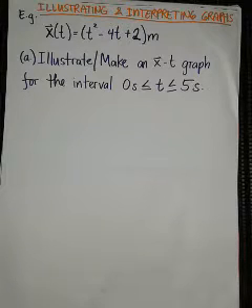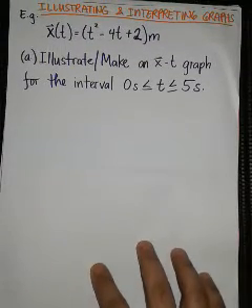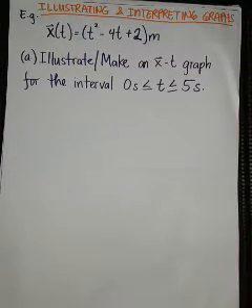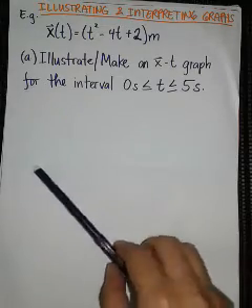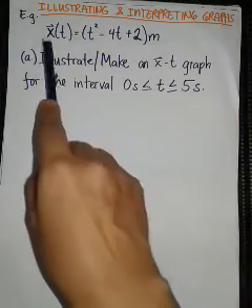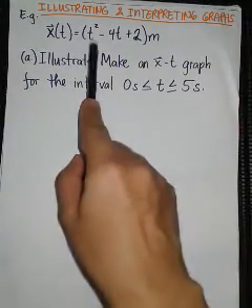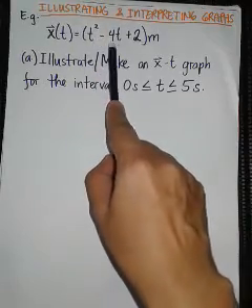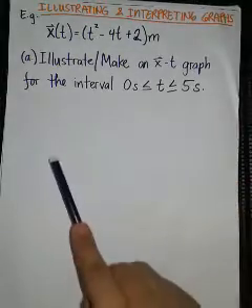Hello class. In this video, I will be discussing the answers to the example problem that I gave in the PowerPoint for kinematics in one dimension. So we start with the first question or requirement. In the PowerPoint, the example problem says that there is a particular particle whose position as a function of time is given by this: t squared minus 4t plus 2, and all of the units here will be in meters.